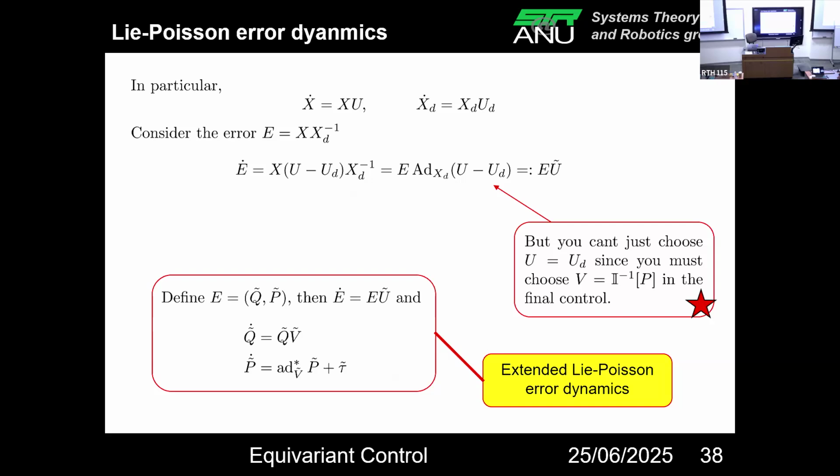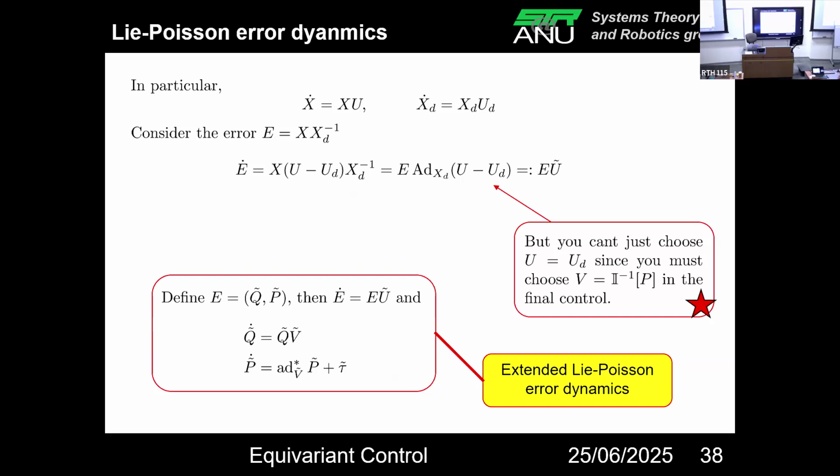And pull them out at the end. Okay, that all sounded great, except you can't do it, right? Because you can't just choose u equal to u_d, because when I do my controller, I've got to have v equals I^-1 p. Otherwise, I won't be building a real system, right? It's not physical, okay? All right, so that's a little bit tricky.